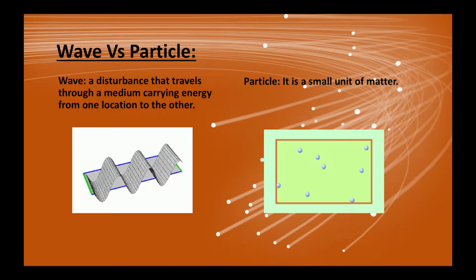So to begin with, what is a wave and what is a particle? Well, as those little pictures show us, a wave is a disturbance that travels through a medium from one location to the other and carries energy, while a particle is just a small unit of matter.